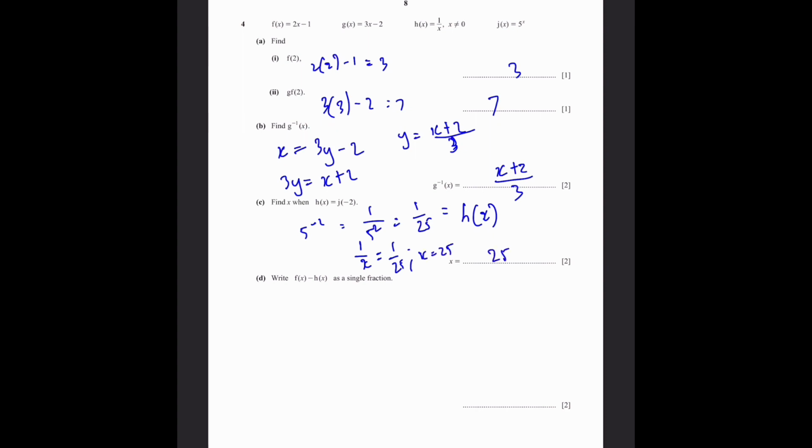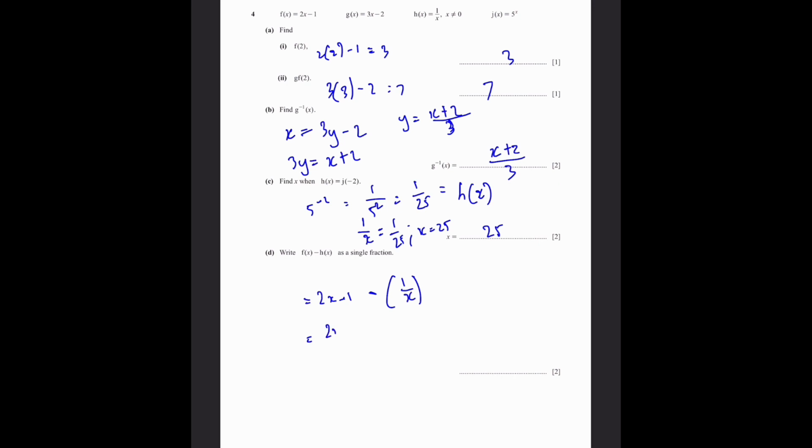D. Find f of x minus h of x as a single fraction. That means it will be 2x minus 1 minus 1 by x. That's equal to 2x squared minus x by x minus 1 by x. It's equal to 2x squared minus x minus 1 by x. That's the answer.